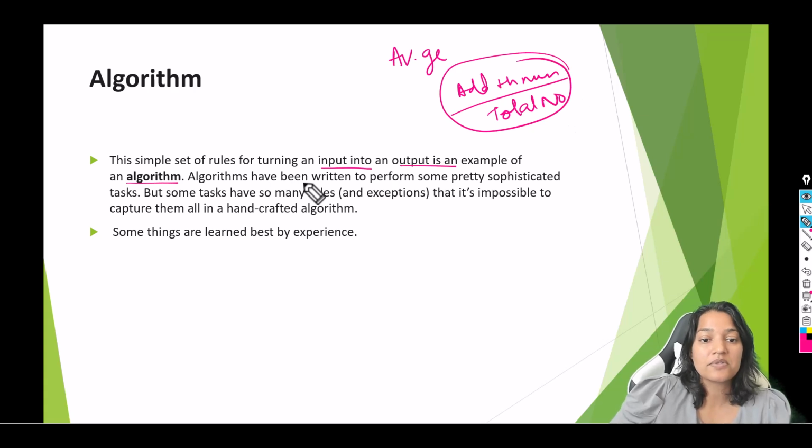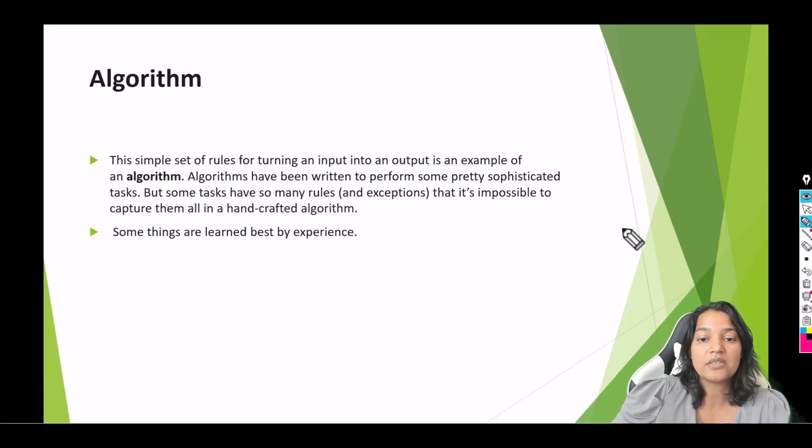Now, algorithms have been written to perform some pretty sophisticated tasks, but if there are a lot of rules and a lot of exceptions, you cannot write an algorithm to get you those answers because there are so many different use cases or scenarios to get an output, right? For example, if you have to estimate how much time it takes me to go from point A to point B, how many factors play a role, right?